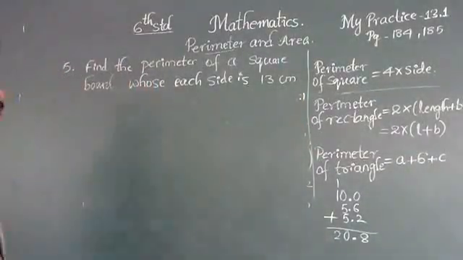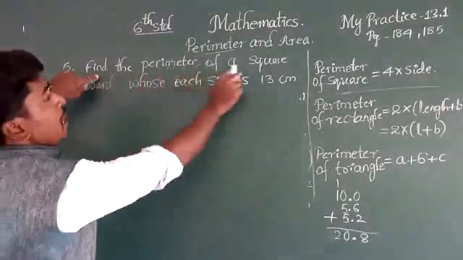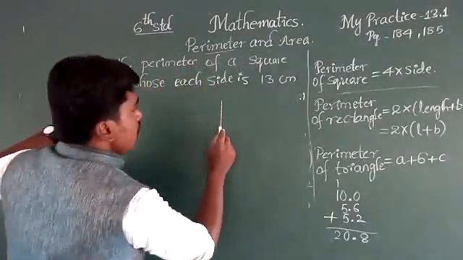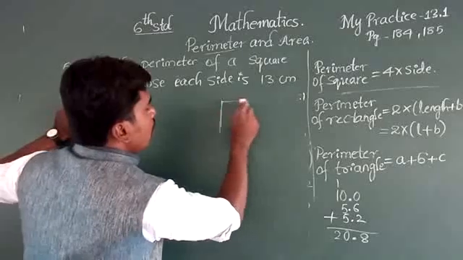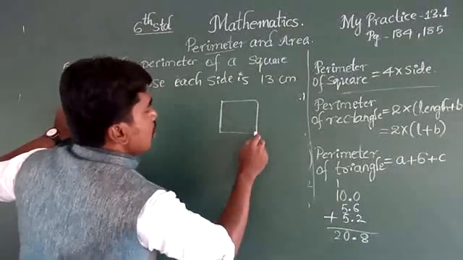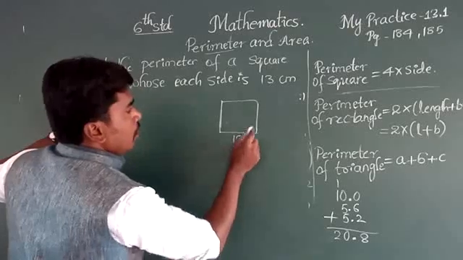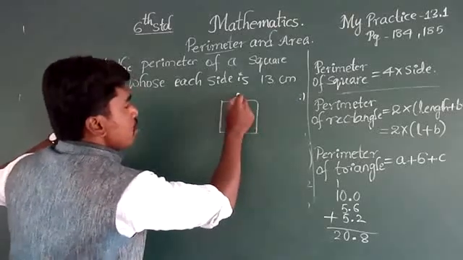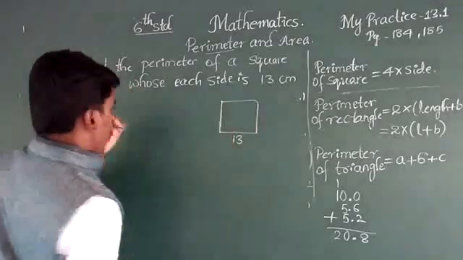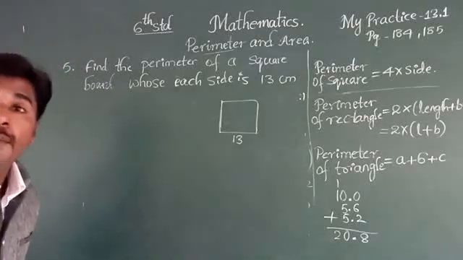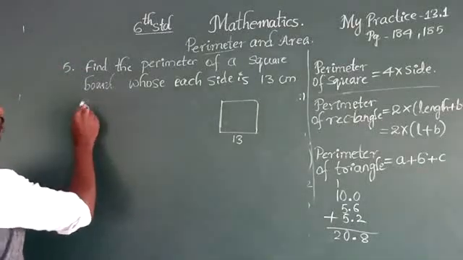Observe, dear children. Find the perimeter of a square board. Here is a square board. Each side is 13 centimeter. 13. Here also 13. This is also 13. It is also 13. You need to find out its perimeter. Solution.